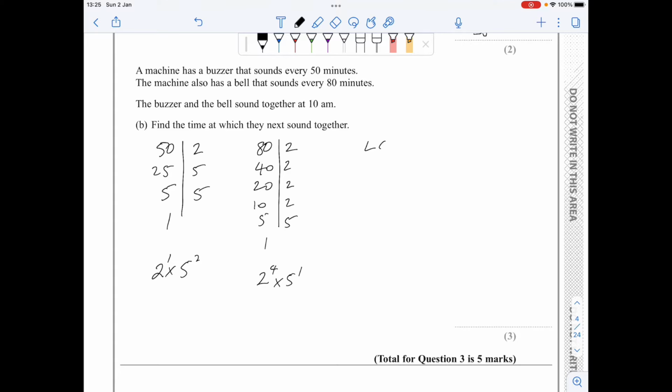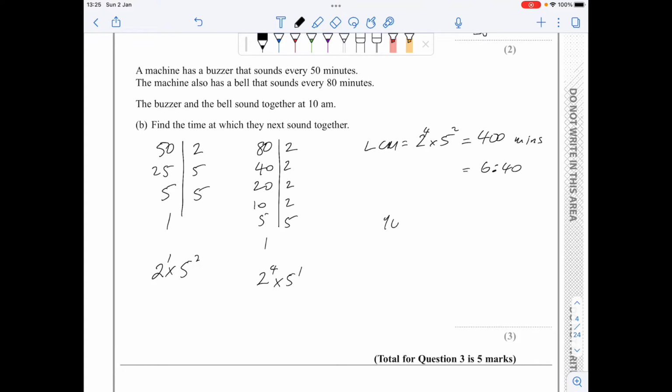Now the lowest common multiple of these two numbers is equal to all the prime numbers, so 2 and 5 to their highest powers. So 2 to the power of 4, 5 to the power of 2. This will give me 400, and these are minutes. I can convert this to 6 hours and 40 minutes.